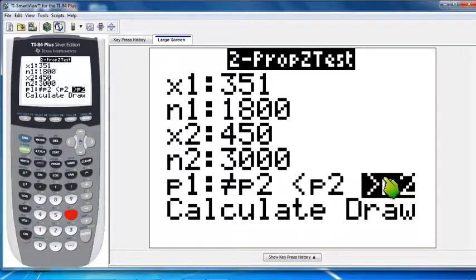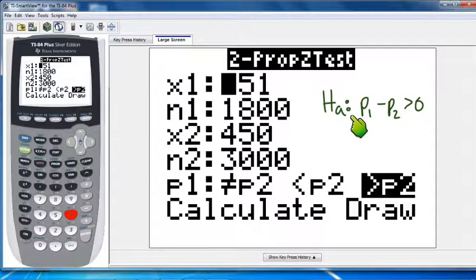So this sign, the direction of it, greater than, should always match the sign from our alternative hypothesis. So if our alternative hypothesis was p1 minus p2 is greater than 0, look, the sign should match, because another way to say this would just be, if we add p2 to both sides, p1 is greater than p2.